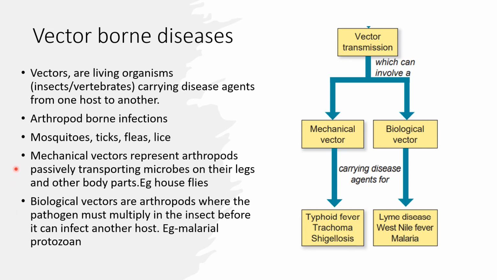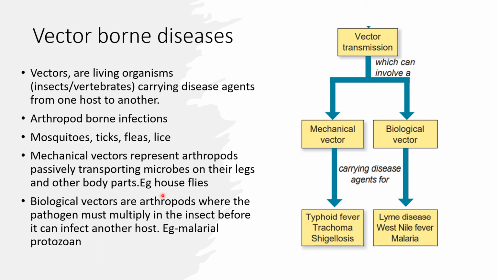Mechanical vectors are those arthropods which passively transport the pathogen on their legs and other body parts and transmit it to a person. See what is meant by that? Here the vector, that is the insect, is going to transfer the pathogen from a source to a host. But the pathogen is not going to grow in that vector. It will be just carried by the vector.